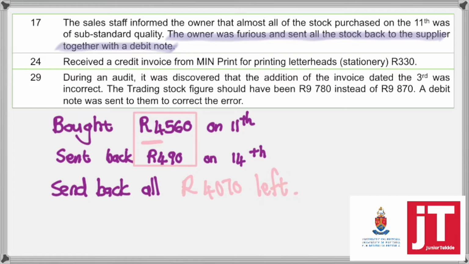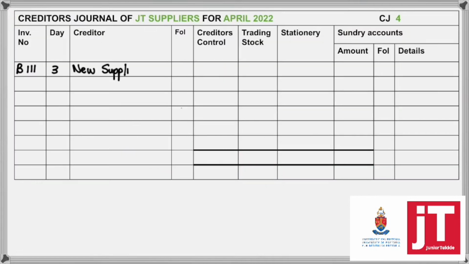So that is what the debit note is going to be for, the 4,070 Rand. Then we received a credit invoice, so creditors journal. And then during an audit, it was discovered that an additional invoice dated the 3rd was incorrect, and the trading stock figure should have been 9,780 instead of 9,870. A debit note was issued for the error. So you have to get the difference there.